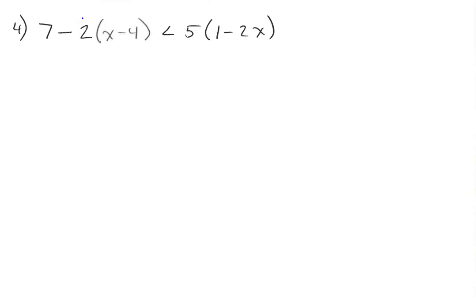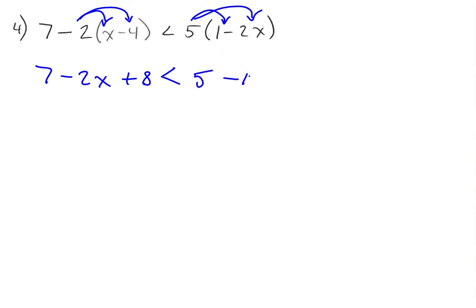That is, we want to distribute first, since we have the opportunity to do so, really on each side. There are ways to distribute into the parentheses as shown. That would result in the left side of our inequality being 7 minus 2x plus 8. We're going to keep the inequality symbol, which was an alligator eating the right side here. So we say now the left side is less than the right side, which would, when distributed, be 5 minus 10x.